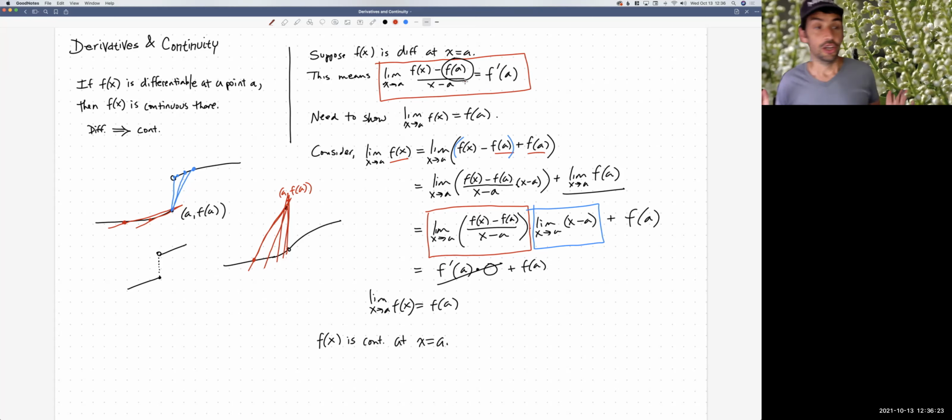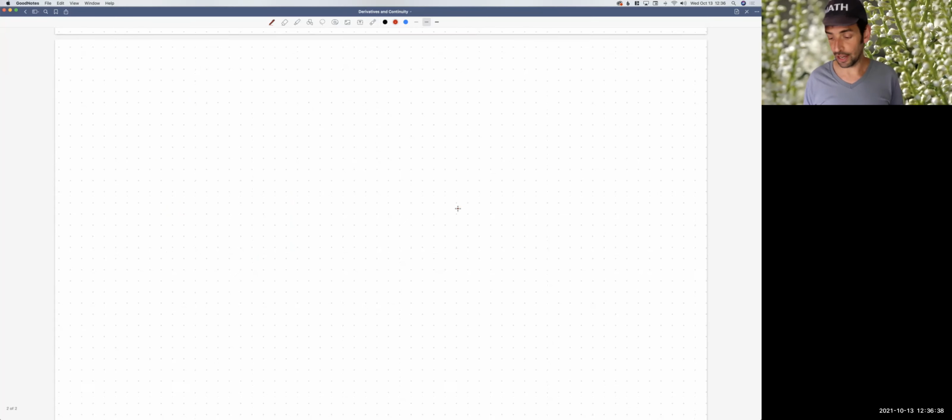Okay. So this is great. If you have a function and you know it's differentiable, you already know that it's continuous. If you know it's differentiable over some interval or over its whole domain, then you know that it has to be continuous there. What about the other direction?